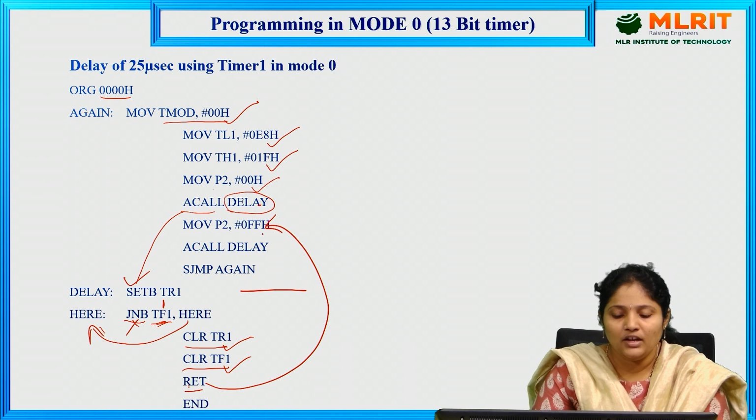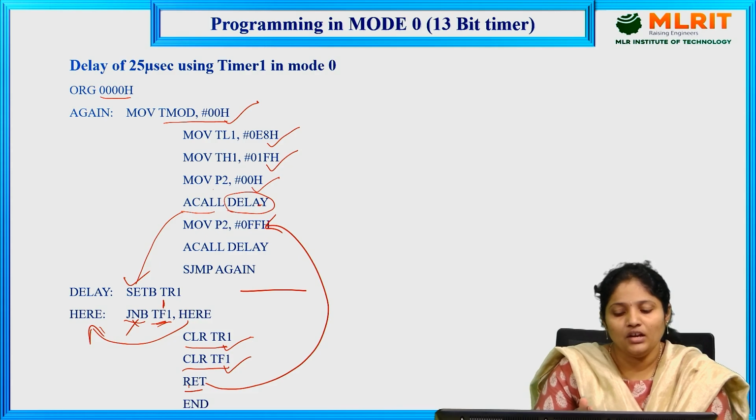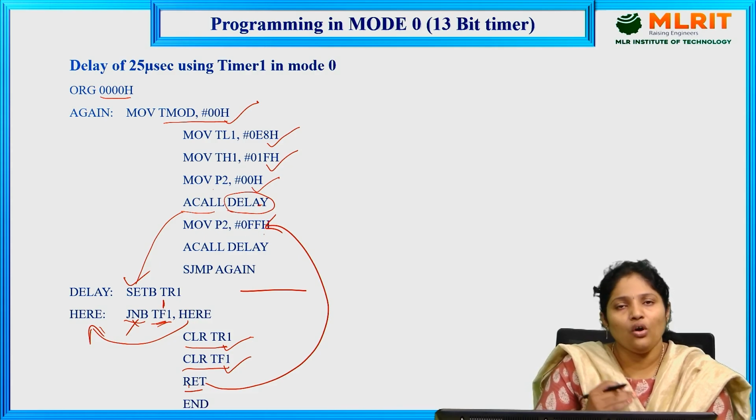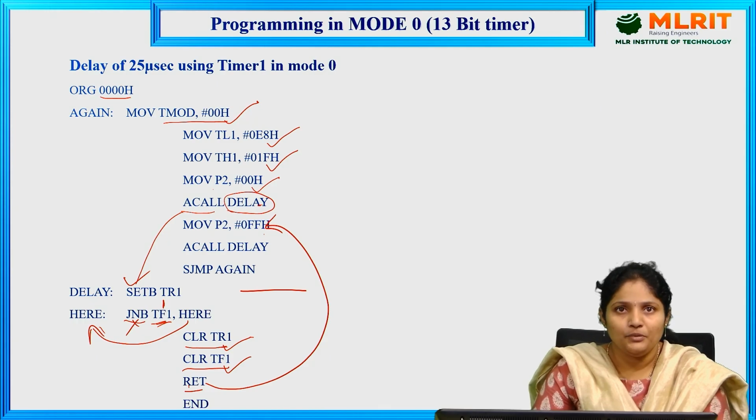MOV P2, #0FFH. So all the pins in port 2 until now are 00, the off condition. Now FF means we are making them on. So off and on, and the delay produced over here is 25 microseconds. So this is how we write the program for timer 1 in mode 0.